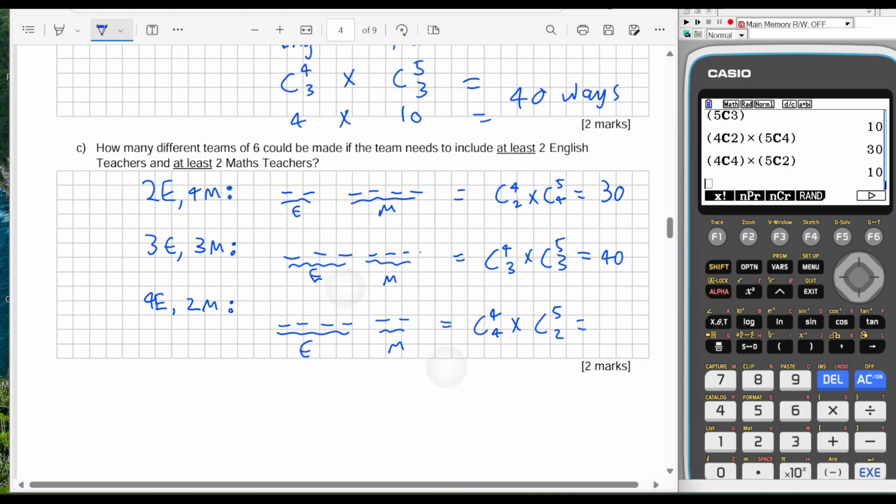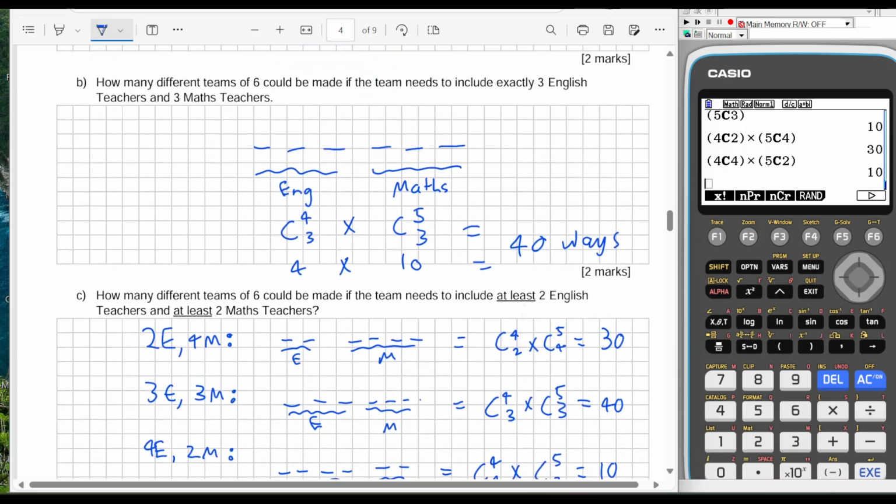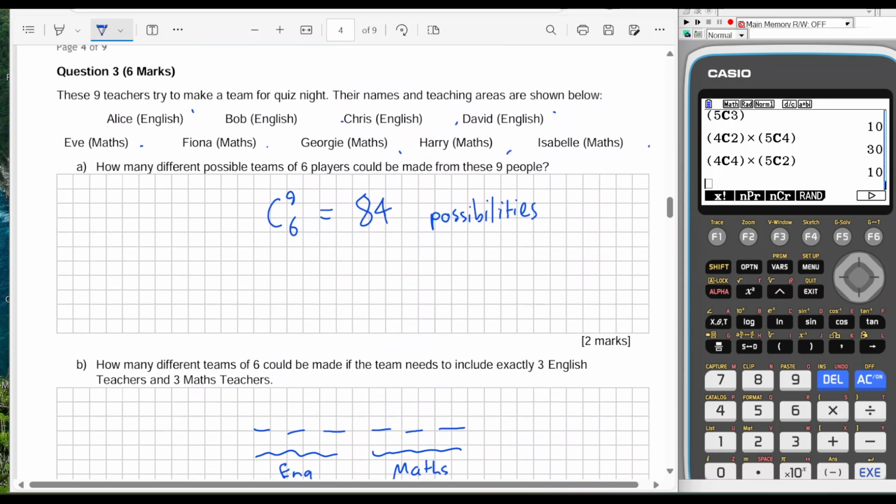Okay, so that's 10 ways. So the total is 30 plus 40 plus 10, which is 80 ways. Cool. All right. Now, there's one other thing that you can do to sort of check.